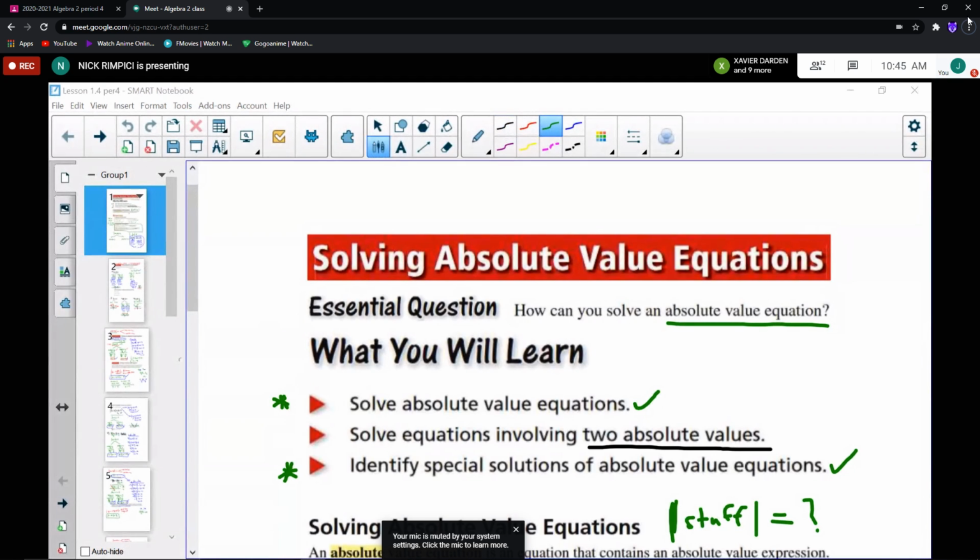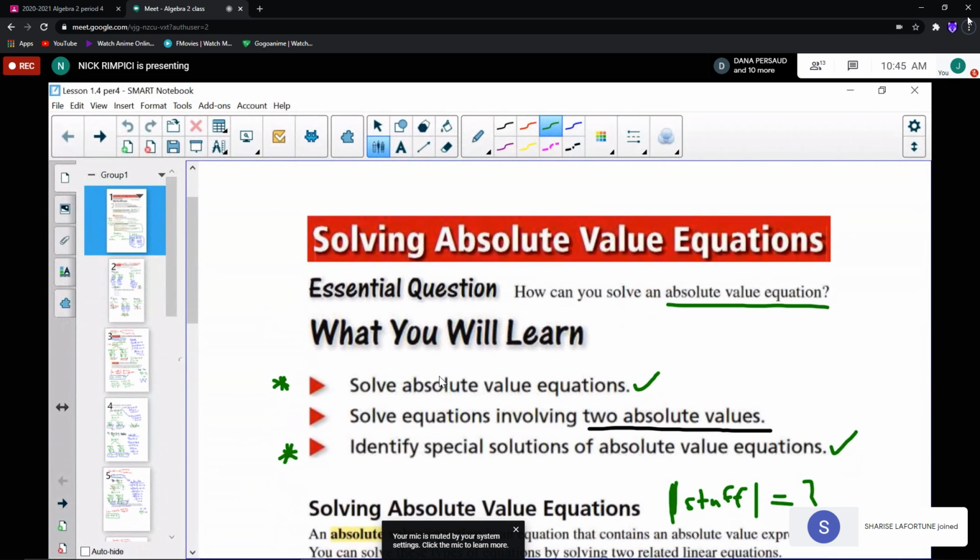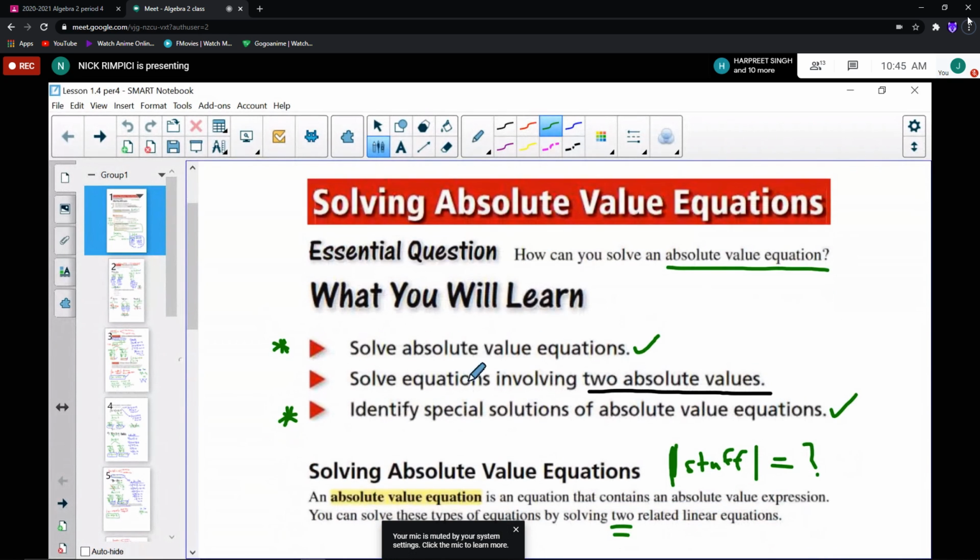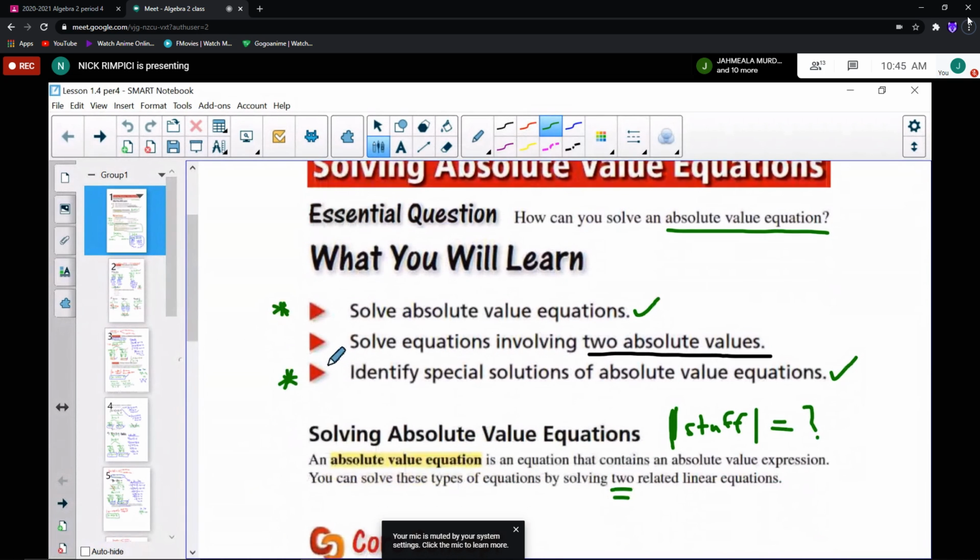You should be able to see the screen now. I have the notebook attached. Basically, we're going to finish this lesson up today. This is just the same absolute value equations, solving them. So far, we've seen basic solving. We did questions yesterday that have two absolute values, and today we're going to solve the ones with special solutions.